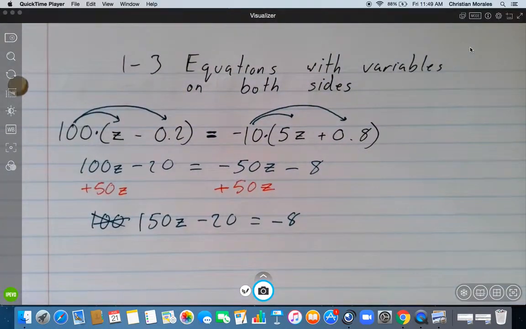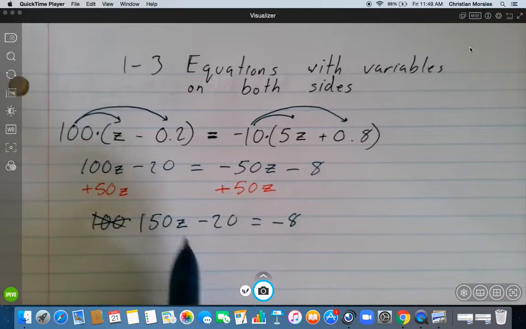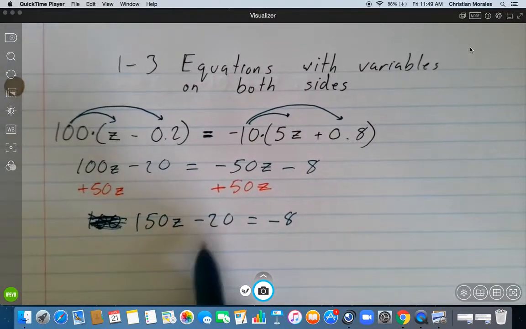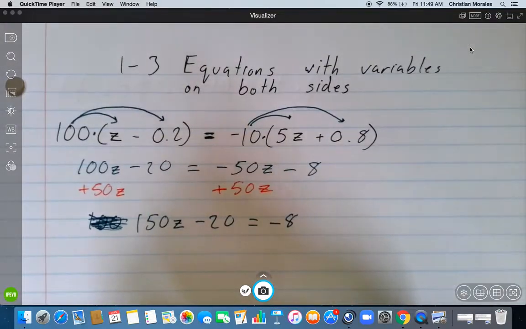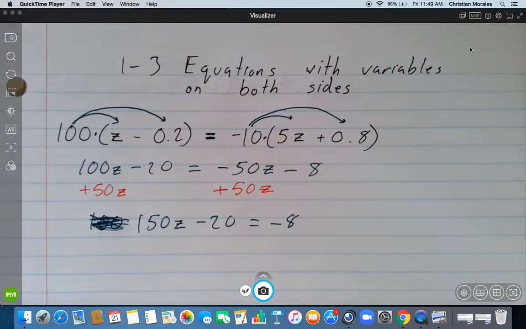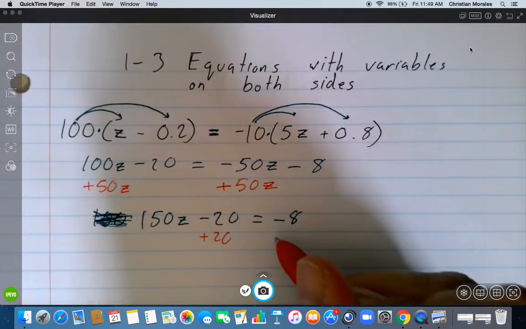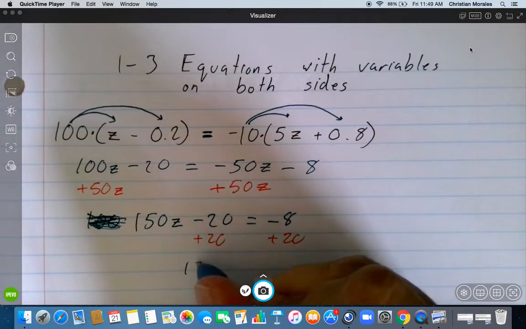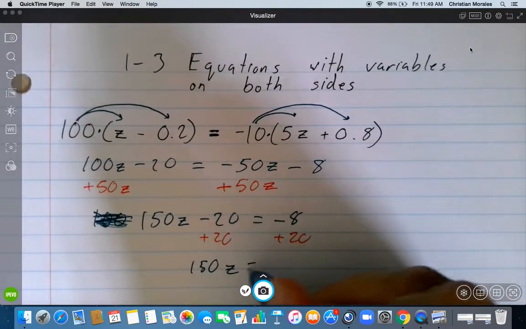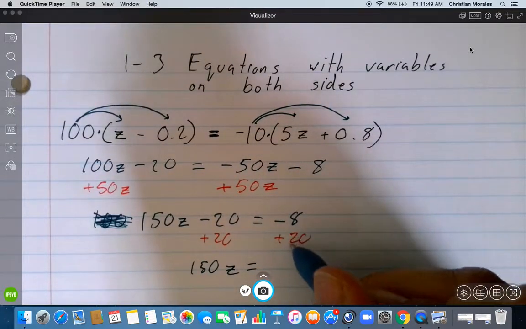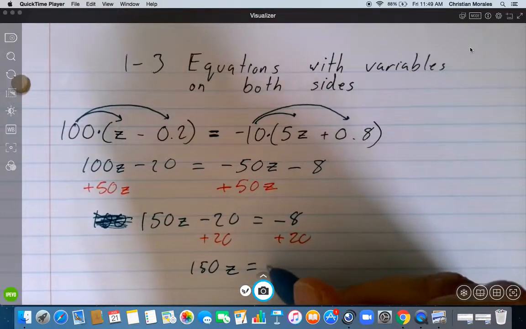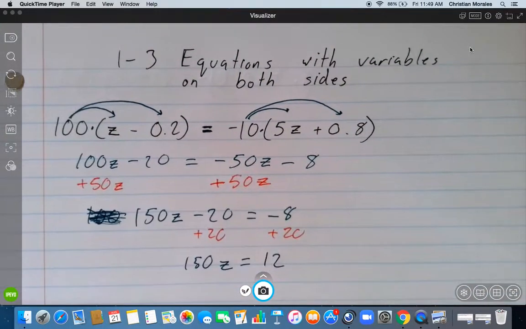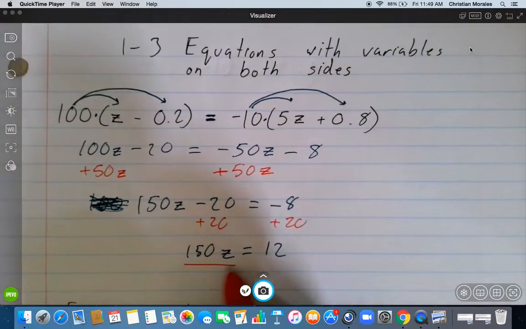Okay, now guys, it's just solving for z. We just have to solve and get rid of the 150 and the negative 20. Let's get rid of that negative 20. The inverse of that will be adding 20. We end up with 150z equals negative 8 plus 20. Negative 8 plus 20 is going to be 12. And the last step here is to divide by 150.